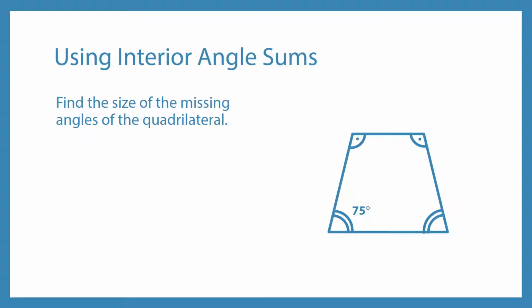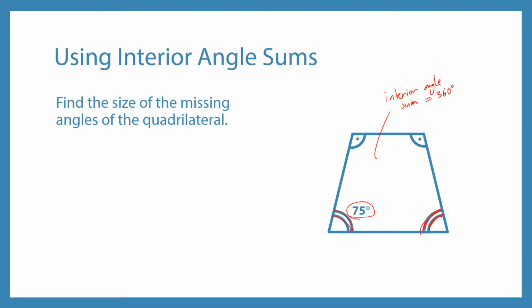Okay, now we're going to do a similar question, this time with a quadrilateral. But this one's a bit of a trickier question. So we remember that the interior angle sum, so if we add all of the angles up, we're going to get 360 degrees. Now in this quadrilateral, we've only been given the size of one angle. But because we've also been told a bit more information, that's all we need.